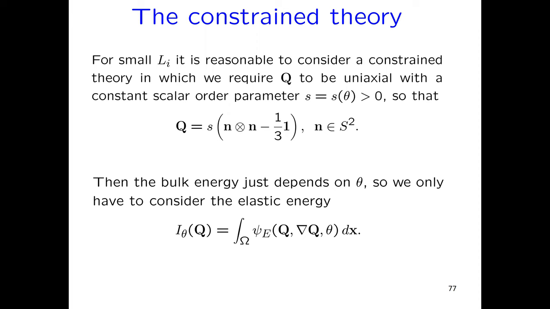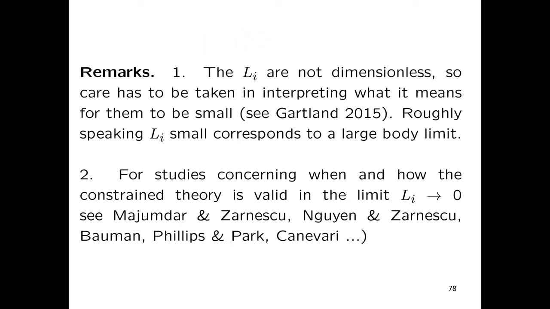Now, you've got to be a little bit careful. The L_i are not dimensionless, so you have to be careful in interpreting what it means that they are small. Roughly speaking, assuming that the L_i are small corresponds to a large body limit. And there's a lot of work in trying to justify taking the limit in which these elastic constants go to zero, and trying in some sense to end up with this constraint theory.